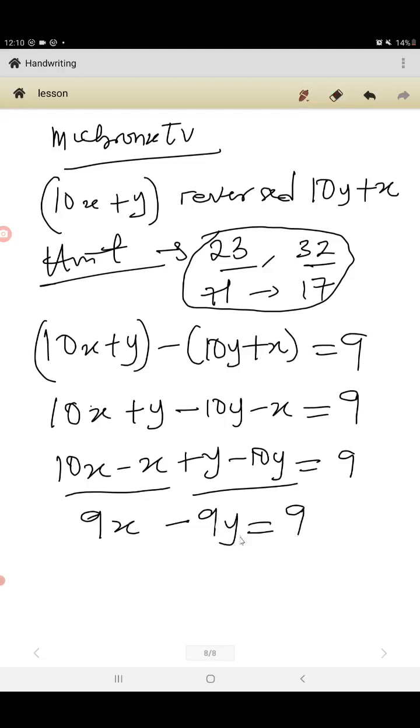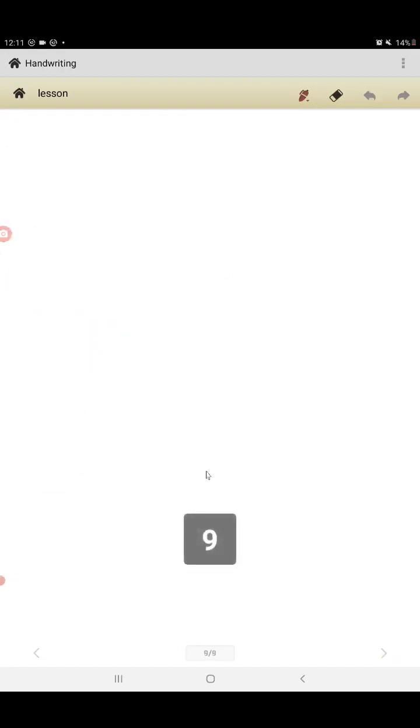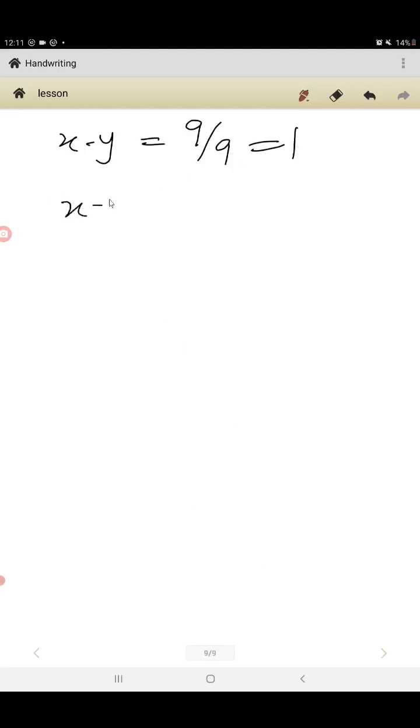If you look, you see that 9 is common. 9 into x minus y is equal to 9. So let's divide all through by 9. We have x minus y is equal to 9 over 9, which is 1. So x minus y is equal to 1. Let's call this equation 1.